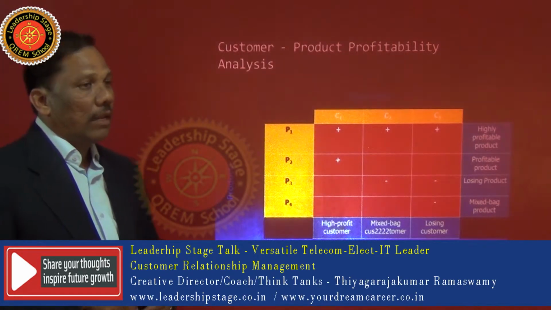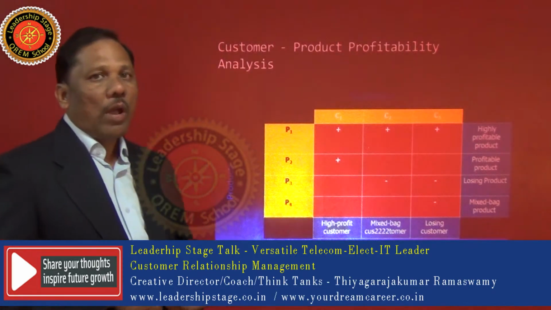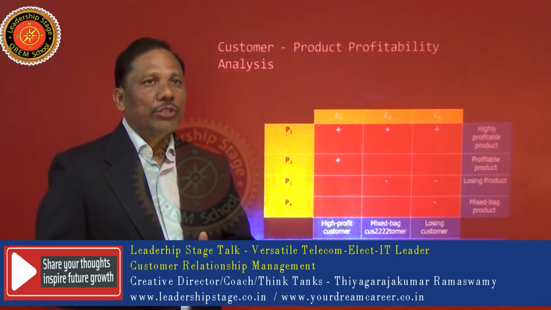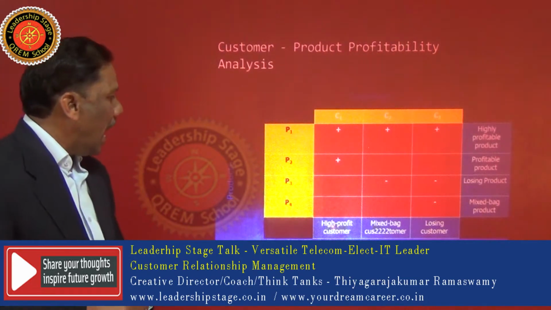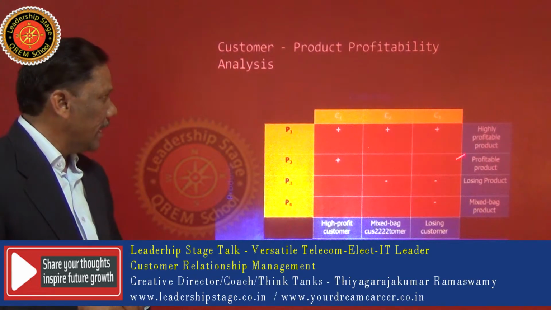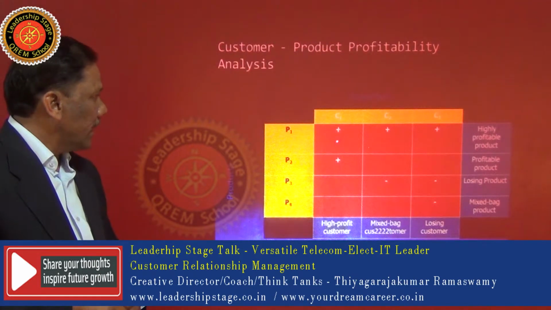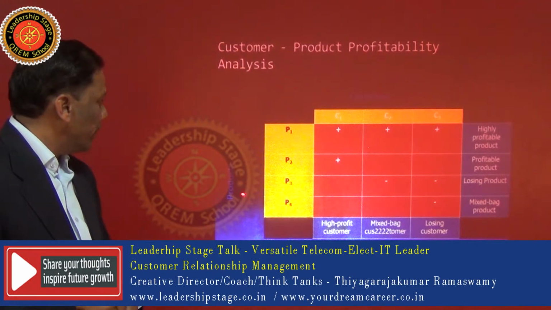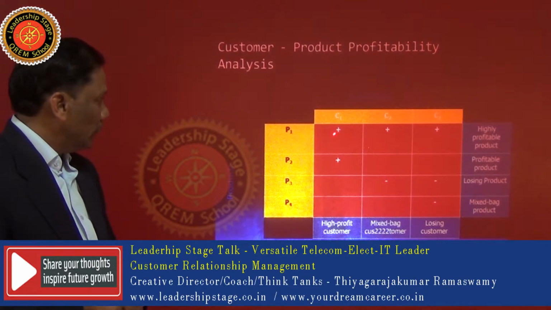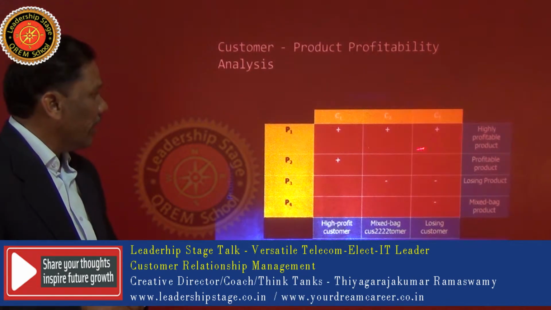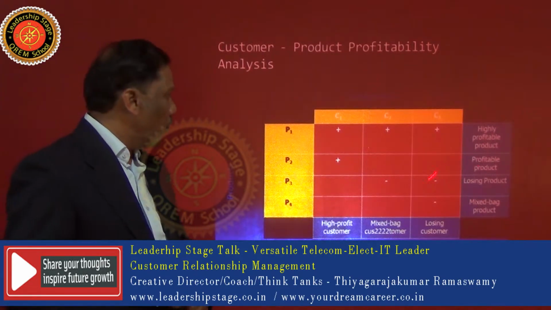As I told you, there are 4 types of customers and there are many good products. So our only aim is to generate more revenue with lesser effort. That is, we have to concentrate on high profit customers and identify the high profitable products. These are all the products, these are all the customer base. So P1, C1, C2, C3 we have to concentrate on, so that with lesser effort we can achieve more profits.